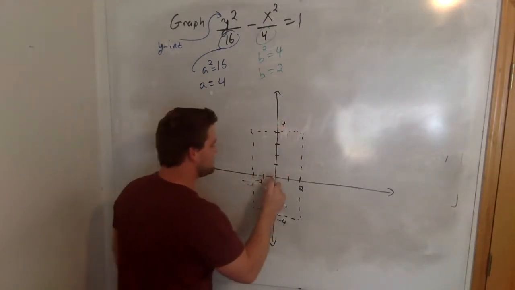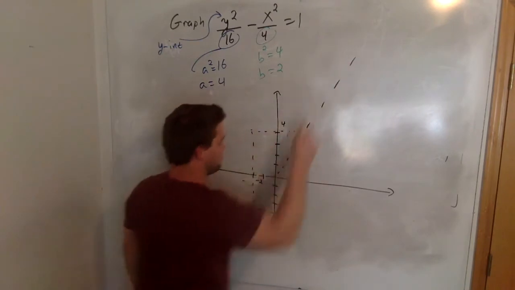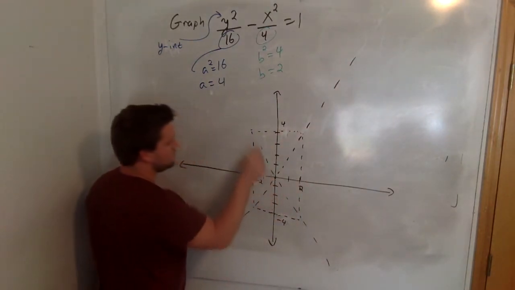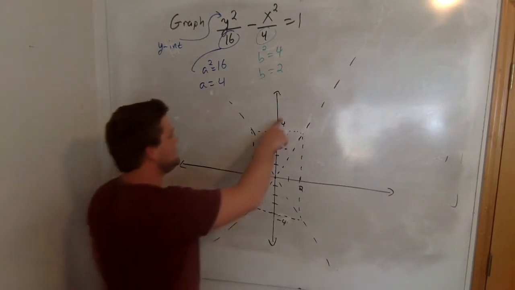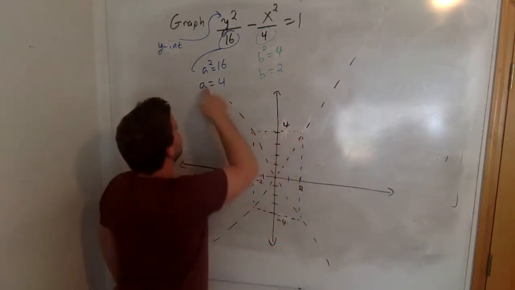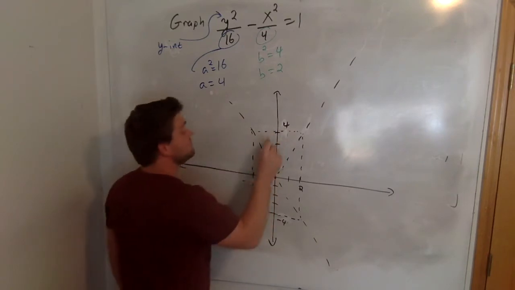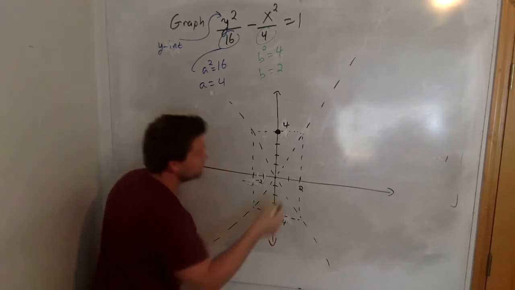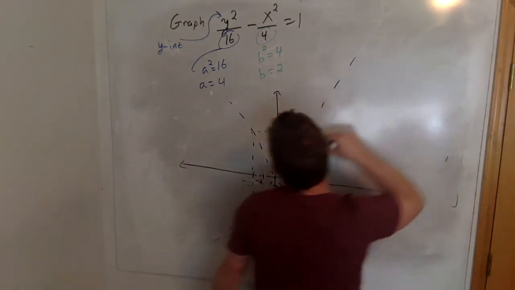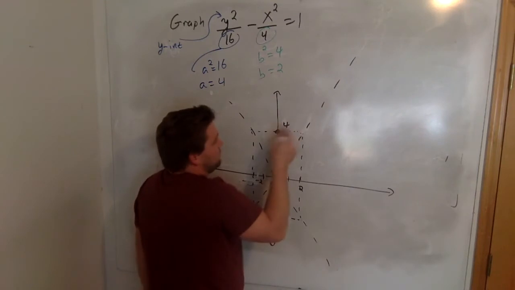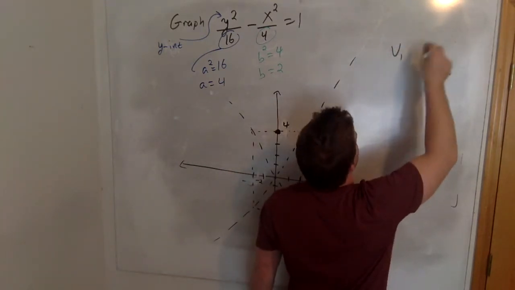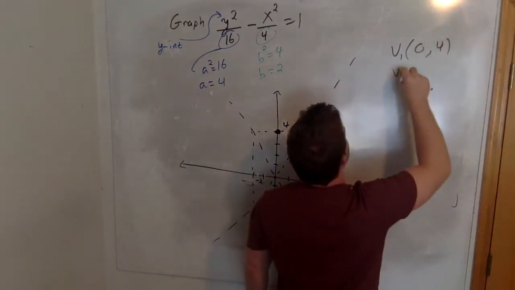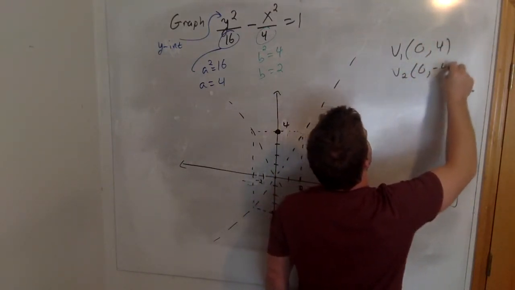And now the asymptotes will pass through the corners of the central box. Okay. The y-intercepts will be at, in this case, 0, 4 and 0, negative 4. Okay, so we can write that down right now. We could call this one vertex 1, or just one of the vertices will be at 0, 4, and the other one will be at 0, negative 4.